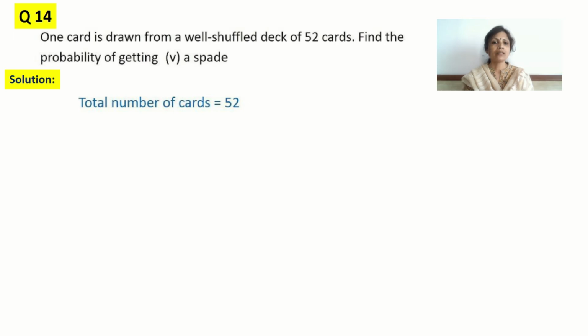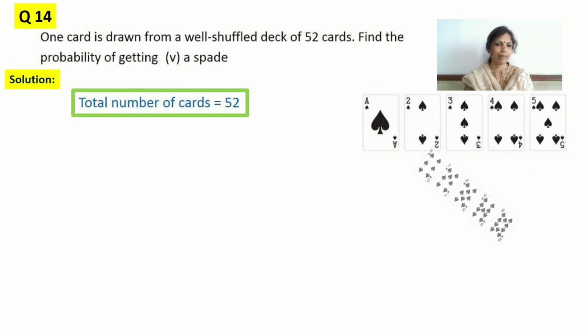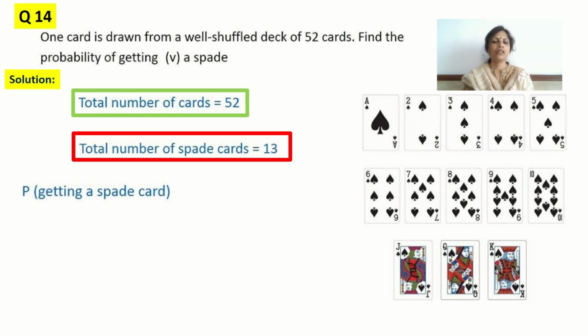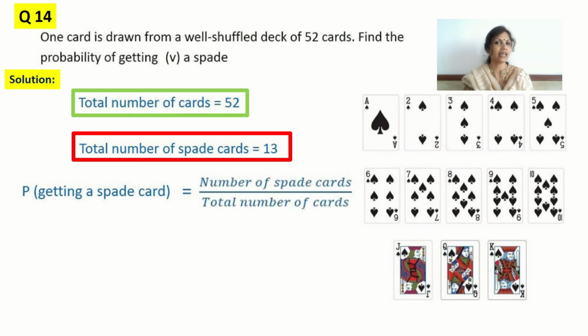So how many spade cards do we have? We have total number of 13 spade cards. Alright. So total number of spade cards is equal to 13 and we have total number of cards as 52. Then probability of getting a spade card is equal to number of spade cards upon total number of cards. We have 13 spade cards. We have total number of cards as 52. So 13 upon 52 is the probability. You can reduce it to lower terms. 1 upon 4 is the probability of getting a spade card.